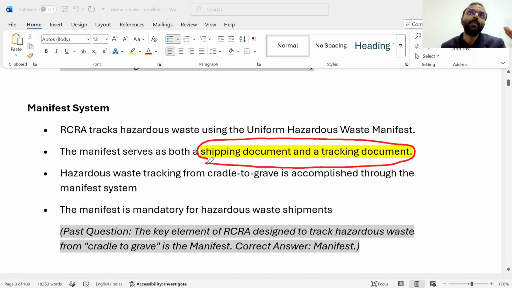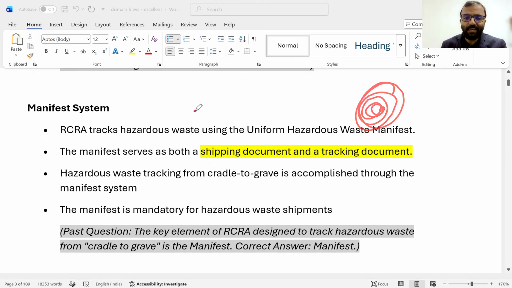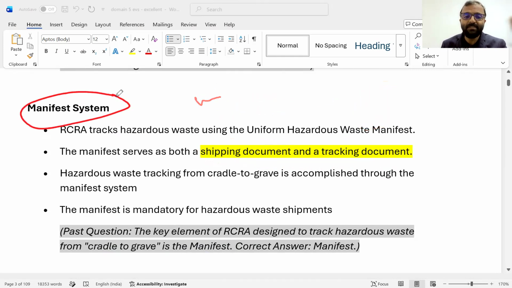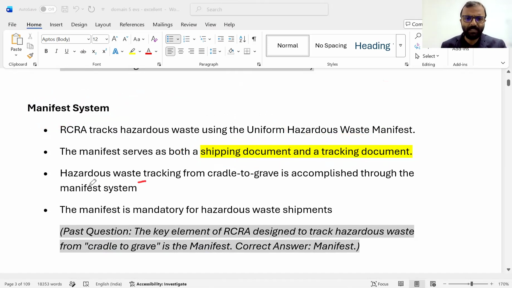When you are shipping a hazardous waste from A to B, as I told, a factory gave it for dumping into this grave site. So when you are transporting it, you will be using the manifest system. What is in this manifest system? It is a shipping document and also a tracking document. Shipping document, so all the information will be there: who is shipping, what kind of waste they are shipping. And tracking document: where it is going, where you are dumping, everything is recorded. That is the manifest. So you must understand this key point. The manifest serves as both a shipping document and a tracking document. Hazardous waste tracking from cradle to grave is accomplished through the manifest system.